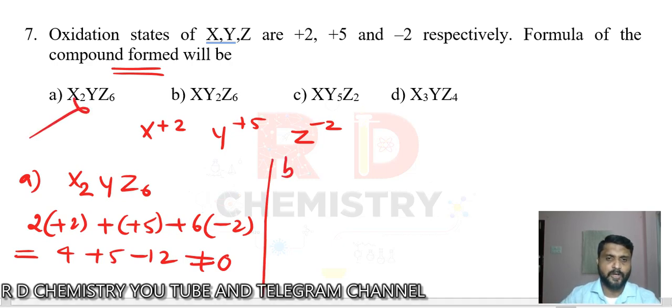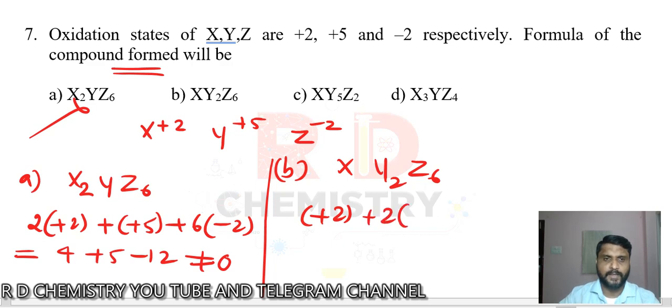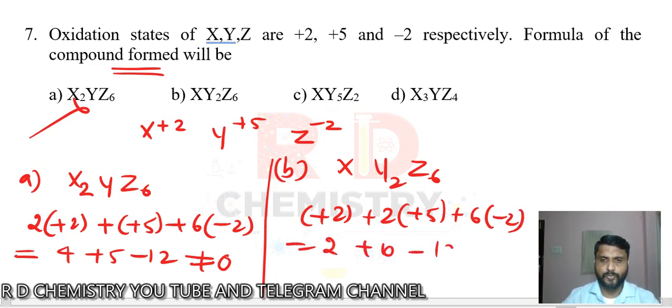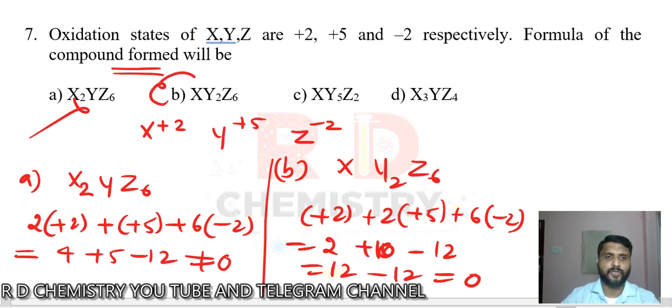Let's try the B option. X, Y2, Z6. X is plus 2, plus 2Y, Y is plus 5, plus 6 into Z, Z is minus 2. This is equal to 2 plus 10 minus 12. Correct? So this is equal to 12 minus 12, which is equal to 0. Total number of positive charges and negative charges cancel out to 0. Therefore, this is the actual formula of the compound. We need not try C and D. Option number B. Clear?